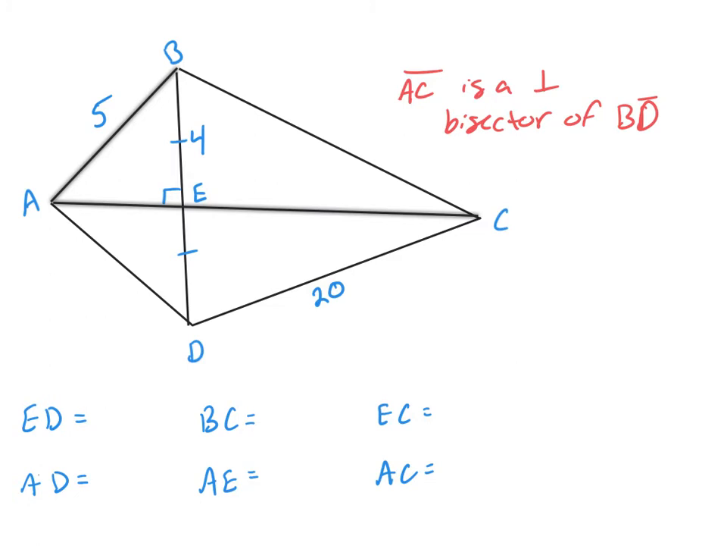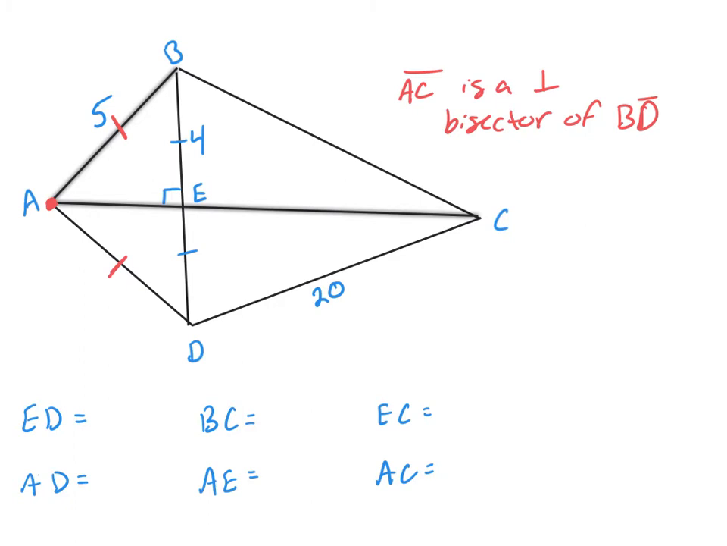Because of that, we know some things about the perpendicular bisector. Namely, what we know is that a point on the perpendicular bisector is going to be equidistant from the endpoints of the segment being bisected. So here, A is a point on the perpendicular bisector, and because AC is a perpendicular bisector, we know A is going to be equidistant from the endpoints of that bisected segment.